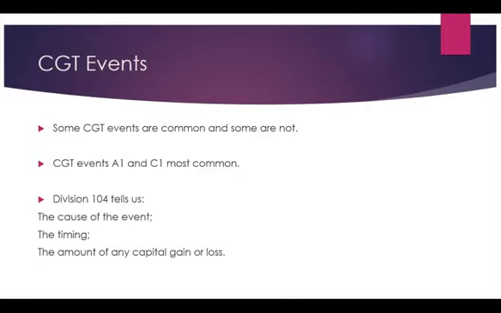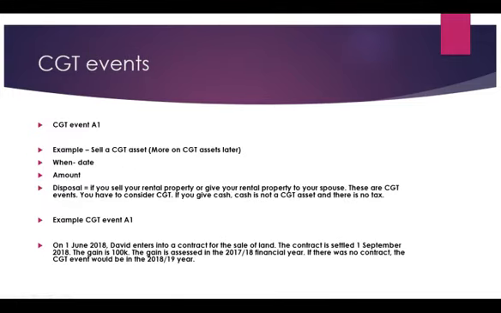So we have our CGT event, and according to Division 104, it's going to tell us the cause of the event, the timing, and any amount of a capital gain or loss. So it's describing three things. It's telling us what, it's telling us when, and it's telling us the amount. And now we're going to have a look at our first CGT event, CGT event A1.